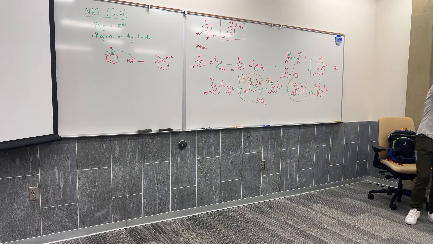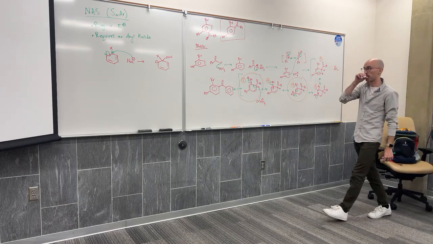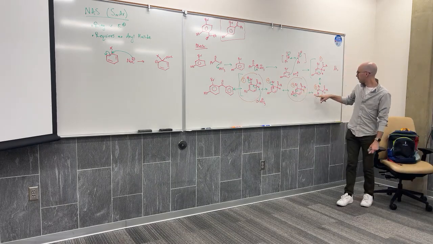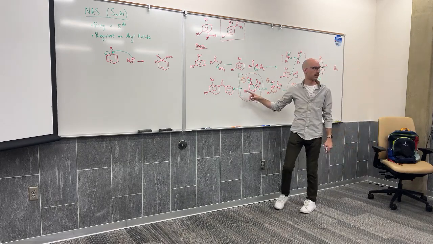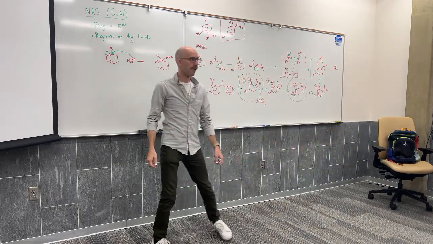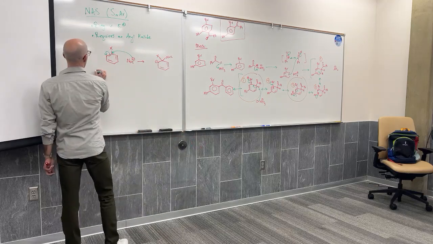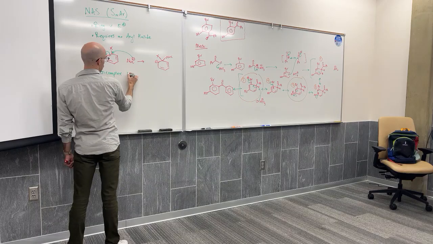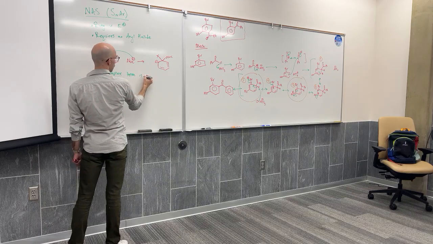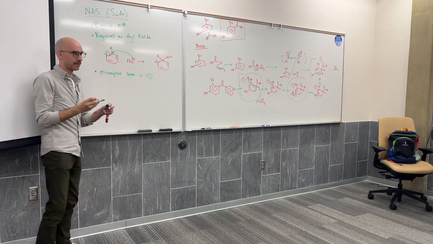Nucleophile bonds to that carbon, which pushes. Wait, we had all these positive charges before on my sigma complex. What do I have now? Negative charge. So the sigma complex intermediate is an anion now.